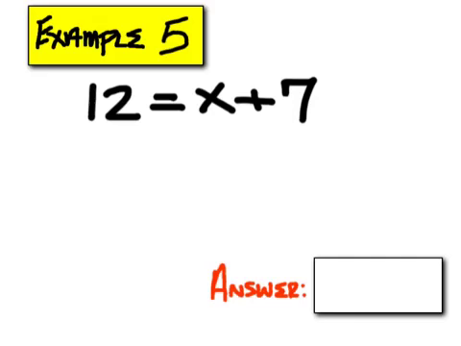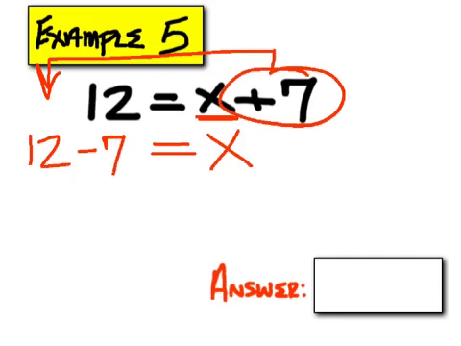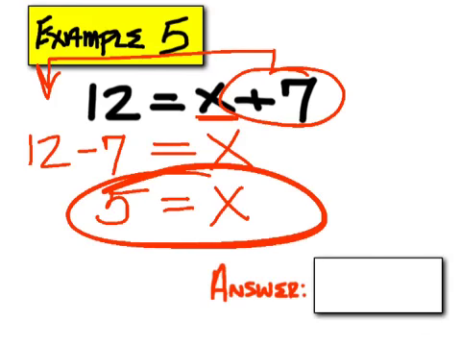Example number 5, notice that your x is on the right side, so leave it there. Don't move the x, just leave it where it's at. But what is with the x is a plus 7. You must move that to this side and do the opposite, which is minus 7. So your answer should be 5.